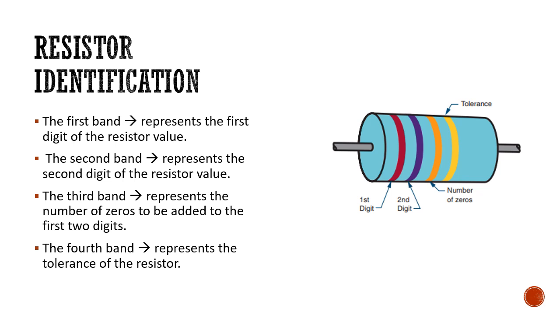The first band, closest to the end of the resistor, represents the first digit of the resistor value. The second band represents the second digit of the resistor value. The third band represents the number of zeros to be added to the first two digits. The fourth band represents the tolerance of the resistor.